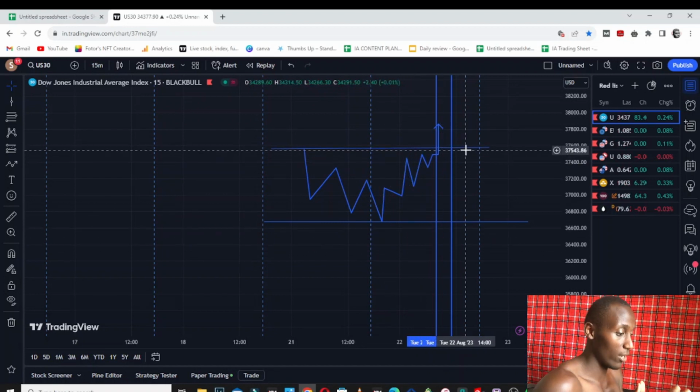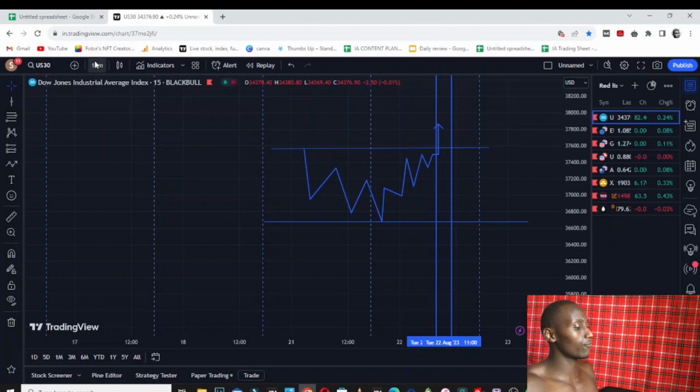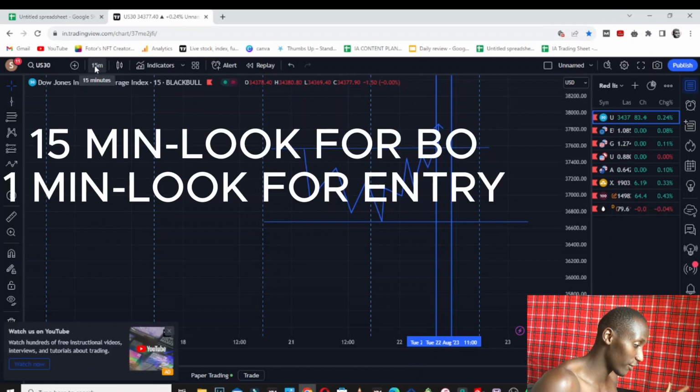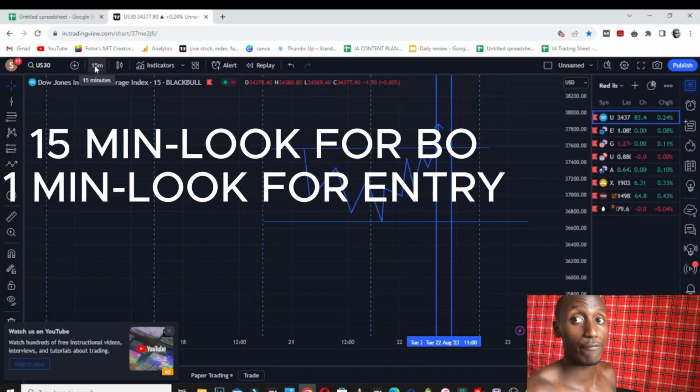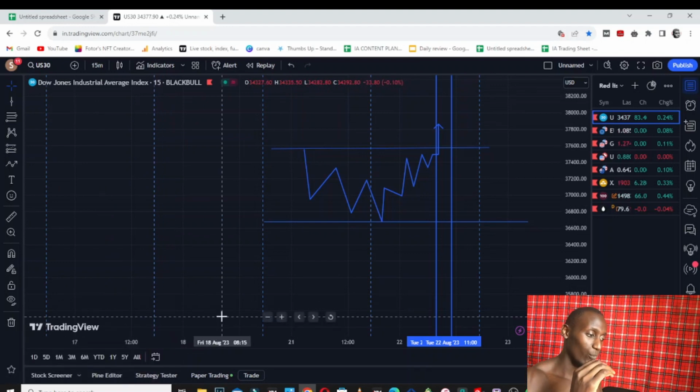Now, that is step 1. Step 2 is going to the 1 minute time frame. Of course, we are using the 15-minute time frame to look for our breakouts. In fact, we only use 2 time frames. Time frame 1 is the 15-minute time frame to stalk for the breakout. Time frame 2 is the 1 minute time frame to look for our setups. Before we go to the 1 minute time frame, we need to understand what we are looking for in the 1 minute time frame.